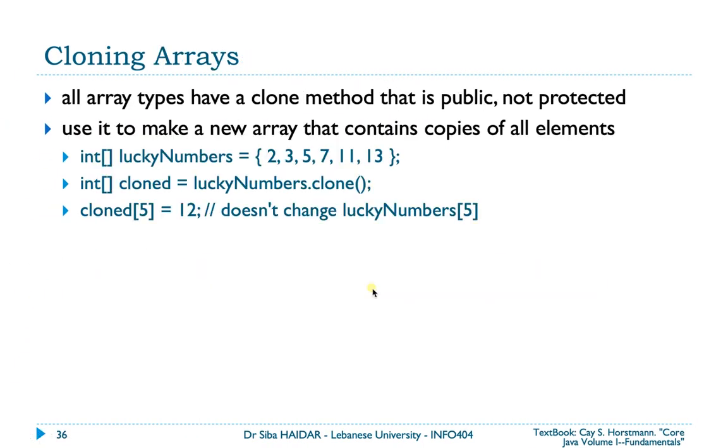Before we end this subsection, you need to know that arrays also have a clone method that is public and not protected. It is ready to use. Use it to make a new array that contains copies of all elements. For example, luckyNumbers is an array of integers which contains 2, 3, 5, 7, 11, 13. You can clone it by invoking the clone method directly on luckyNumbers: int[] cloned = luckyNumbers.clone(). Then if you change the last element of cloned to 12, this will not affect any of the elements of luckyNumbers, because this is another array in the memory.